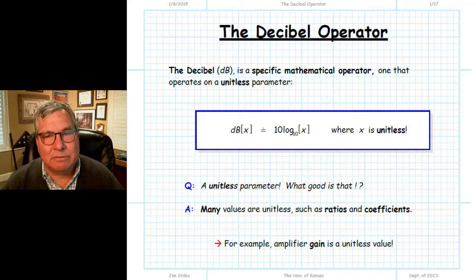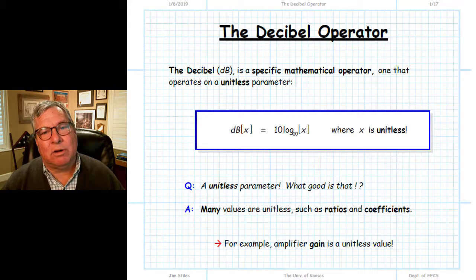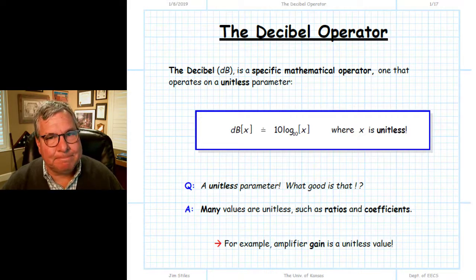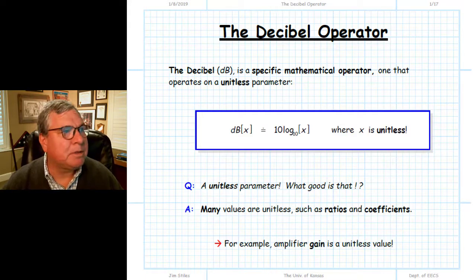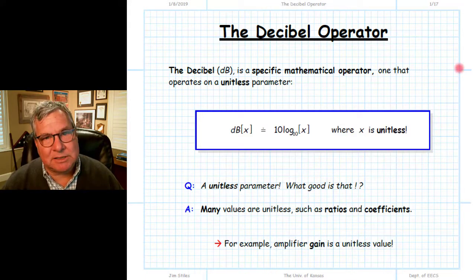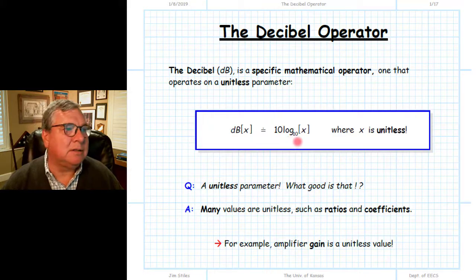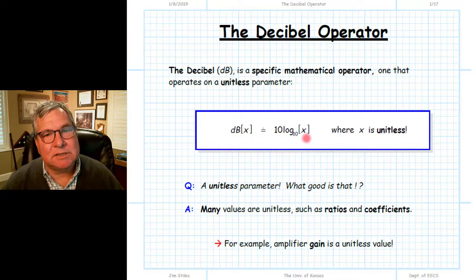You may think that you know all there is to know about it, but hopefully this presentation will enlighten you to a few more facts or maybe some misconceptions that you had. The decibel operator is pretty simple. It's a mathematical operator, and it's defined uniquely in one way, only one way, and that is the decibel operator is 10 times the log base 10 of some unitless value x. And I emphasize the value of x must be unitless.